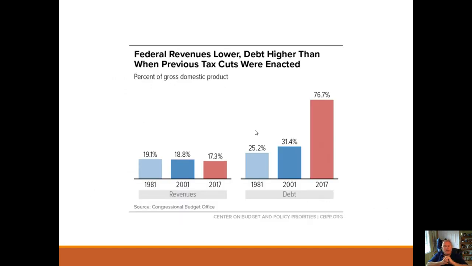When we see what happened with debt, the federal debt, we can see 3 tax cuts, 1981, 2001, 2017, as a percent of gross domestic product. So what we're seeing today is the tax cuts were significant, no doubt, but as a percentage, the debt as a percentage of the GDP has grown exponentially. Now we're up to 76.7% of gross domestic product. That's a huge number.